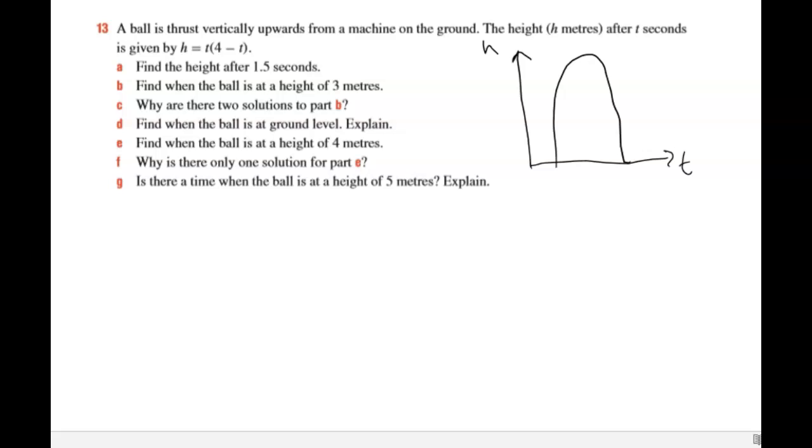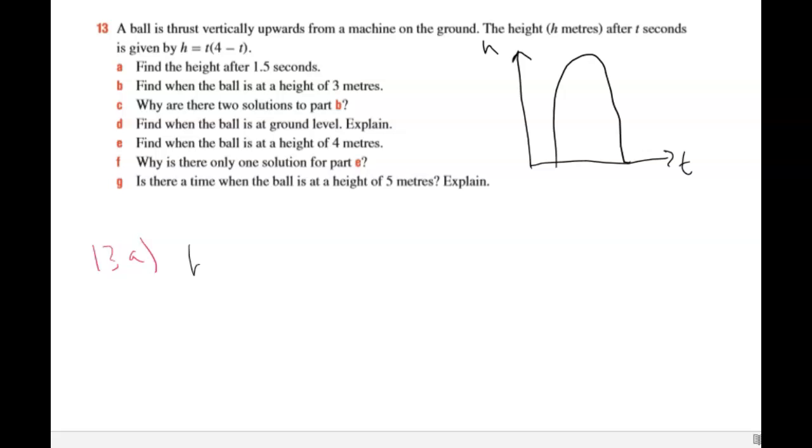Okay, so let's have a look at these questions. So we've got a few questions here. This is a typical extended response type question. So you can see here you're doing different things with the same equation, but basically your ball's just being thrown up in the air.